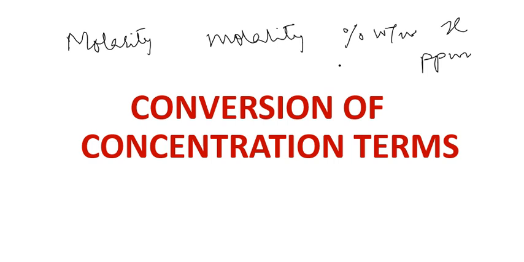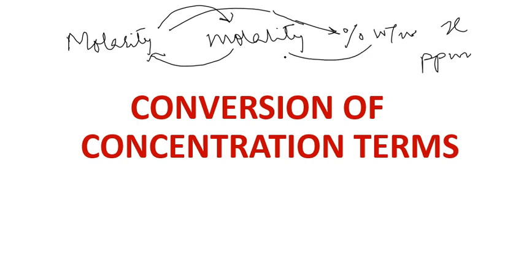Now the common problems that we face related to the calculations of molality, molarity, percentage by mass, mole fraction, or parts per million is how do we convert the concentration in molarity into molality, or the molality into molarity, or the molarity into percentage by mass, or the percentage by mass into molarity. So the interconversion of these concentration terms creates some challenge.